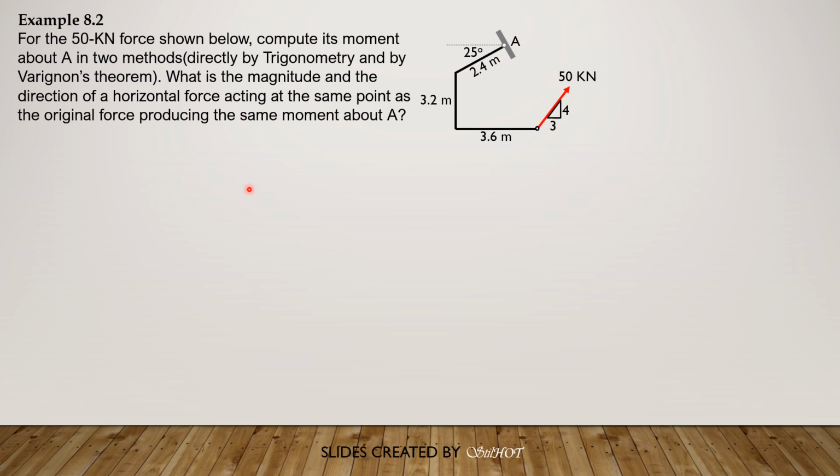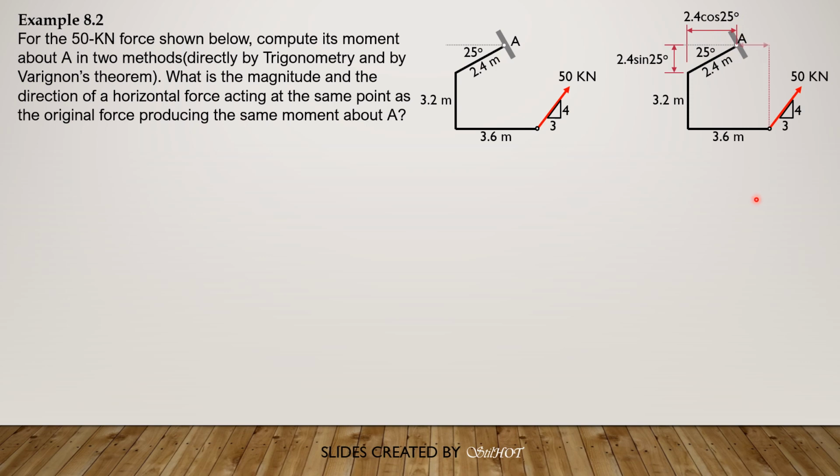So first, by the direct method, we need to know the distance from this point on the line of action of the force to point A. But before that, let's solve this distance, 2.4 cosine 25, and this vertical distance here is 2.4 sine of 25. Therefore, the horizontal distance between this point and point A is 3.6 minus 2.4 cosine 25. So it will give us a value of 1.425. And we can now find this vertical distance, which is 3.2 plus 2.4 sine of 25. So it is 4.214 meters.